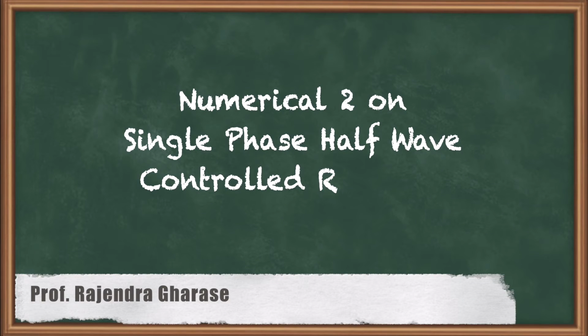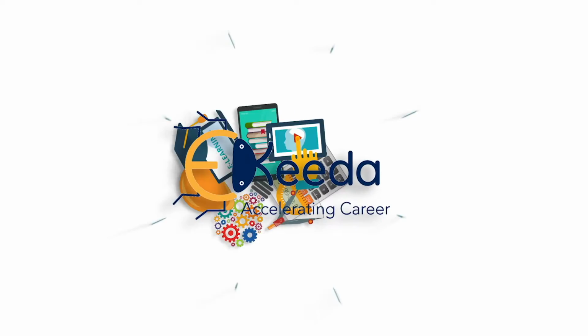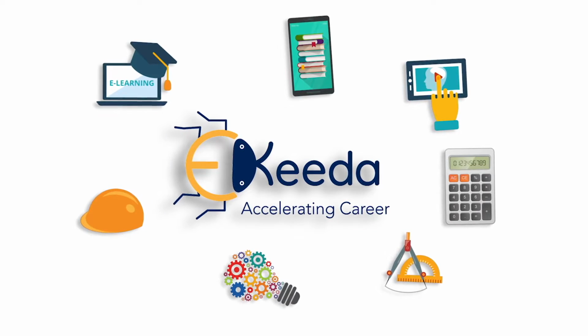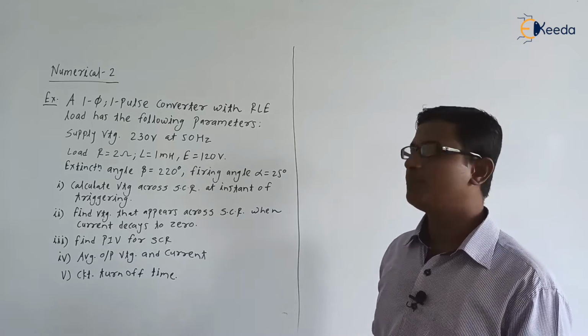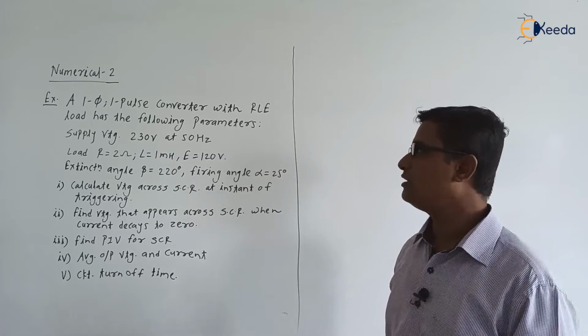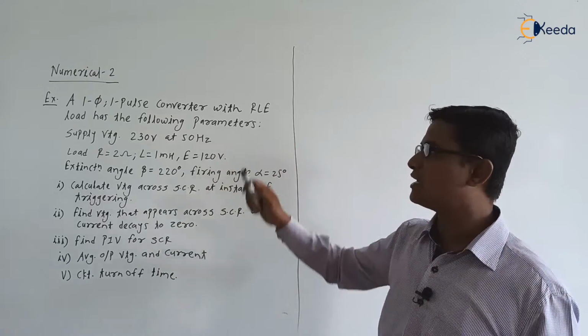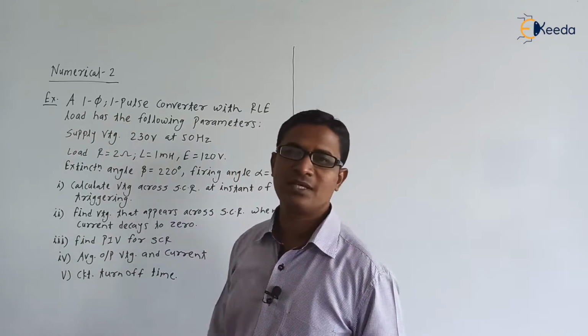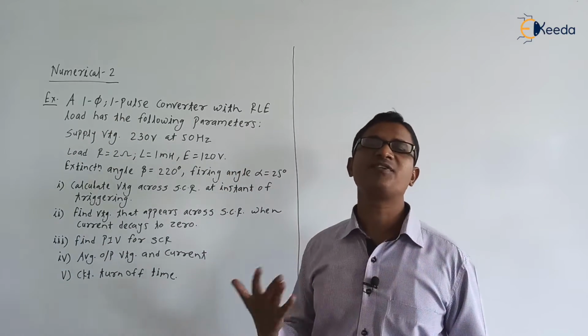Hello friends, in this video we are going to discuss the second numerical related to single phase half wave controlled rectifier. So let us read the example carefully. A single phase single pulse converter with RLE load. So the load is RLE and it is given that it is single phase single pulse. So single phase single pulse means it is a single phase half wave.